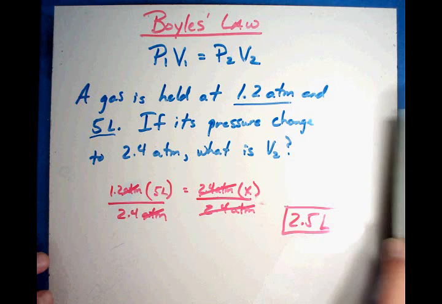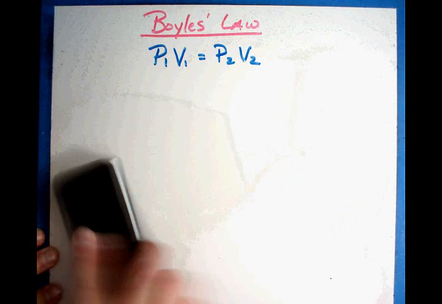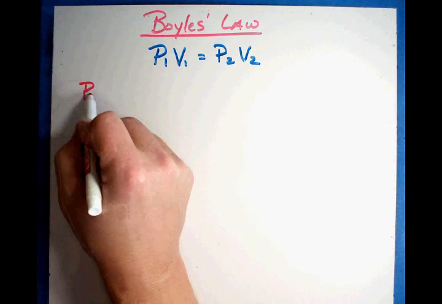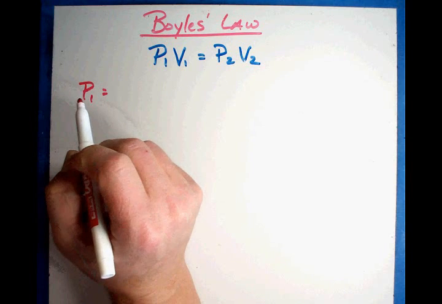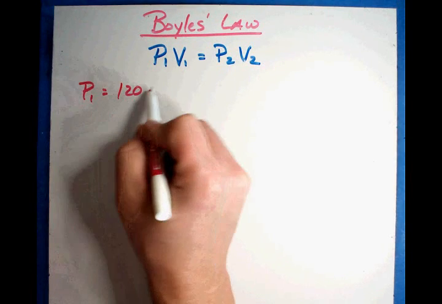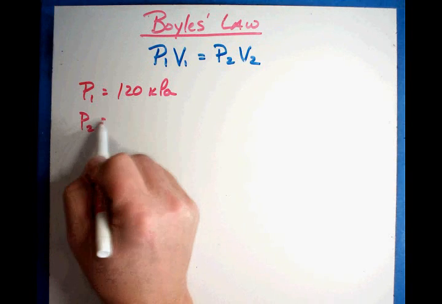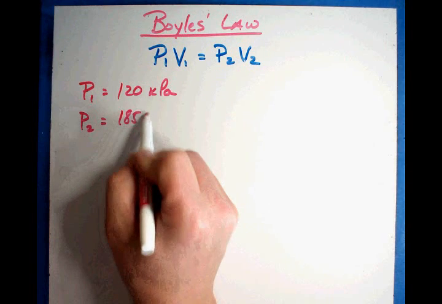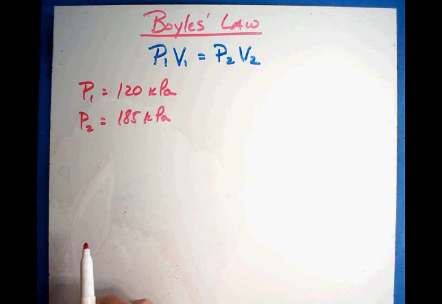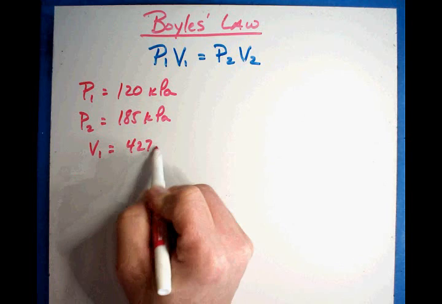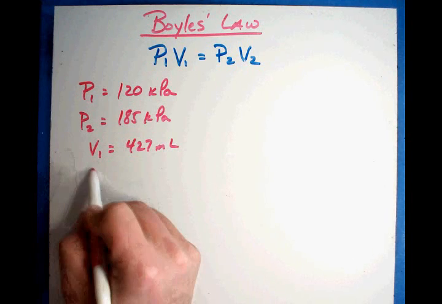Let's try another one real quick. This time I'm going to change the units up a little bit. Instead of writing the whole problem out, I'm just going to give you the information. A gas has a pressure of 120 kilopascals, and the pressure is going to change to 185 kilopascals. If the volume was 427 milliliters, what is volume 2?